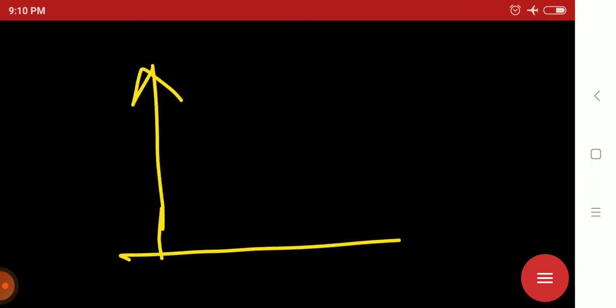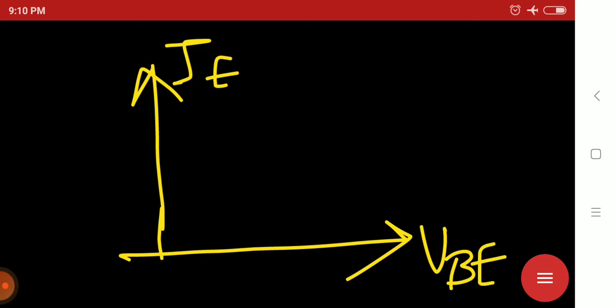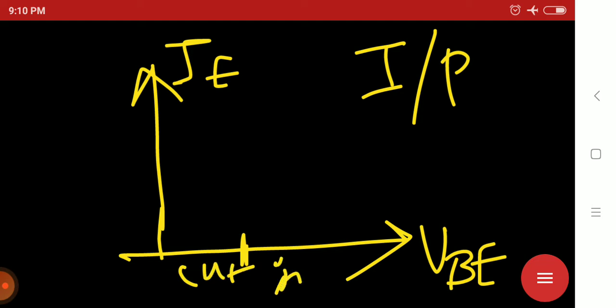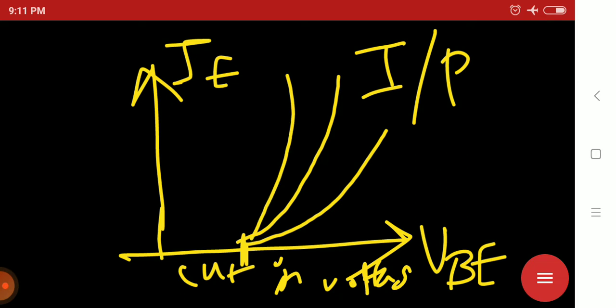So, input characteristic. What is the input characteristic of the transistor? It means whenever we draw IE, that is emitter current, against VBE, that is base to emitter voltage, the variation of VBE with IE, this graph is the input characteristic. After a certain cut-in voltage, the graph will be like that.